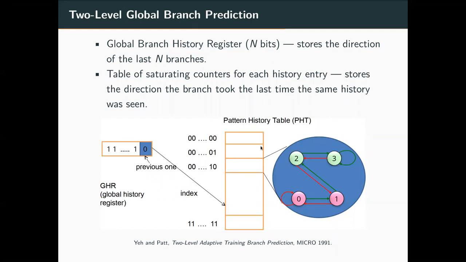At that index in the pattern history table, there's going to be a 2-bit counter. So we're going to have a counter that is telling us last time that we had this pattern where taken, dot, dot, dot, taken, not taken, we predicted something, right? Whether that's taken, not taken, weakly not taken, weakly taken. This is exactly the same as we've seen before, the same saturating counter for each of these history items.